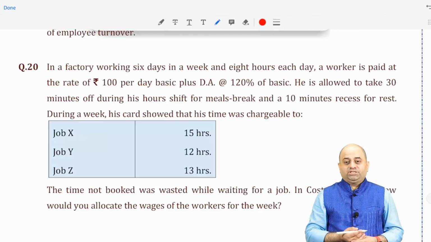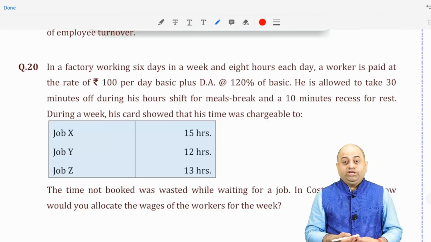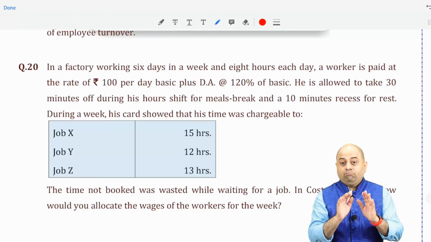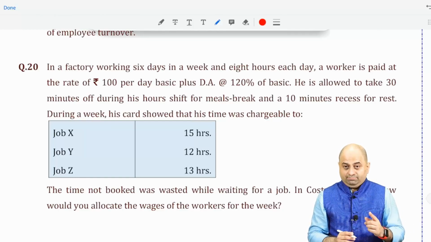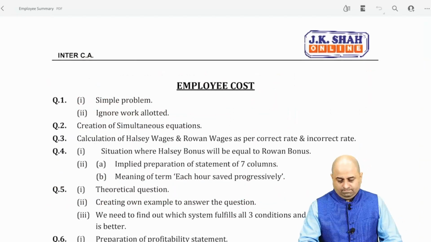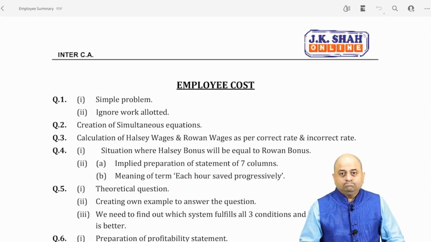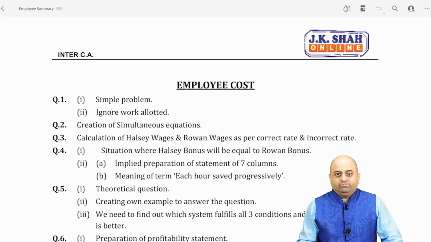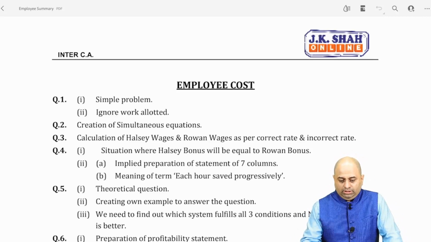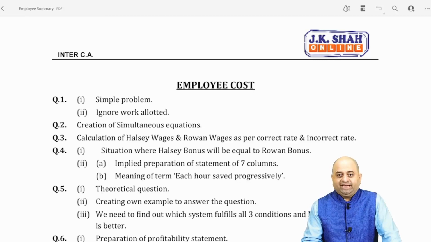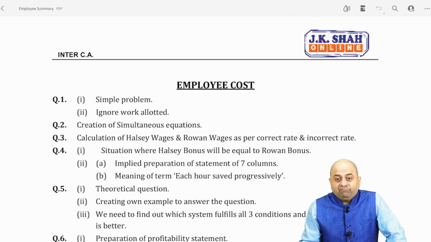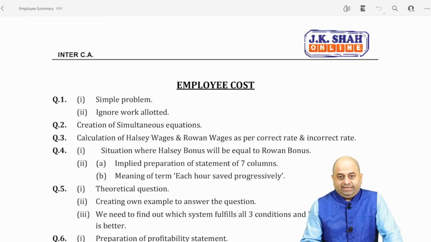With that, I finish the discussion of the employee cost chapter. Wait, there is something which will come on the next screen that will please you really well. Just wait. That is something I was talking about. These are the important points, if I may use the correct English, for every question which is given in the textbook.